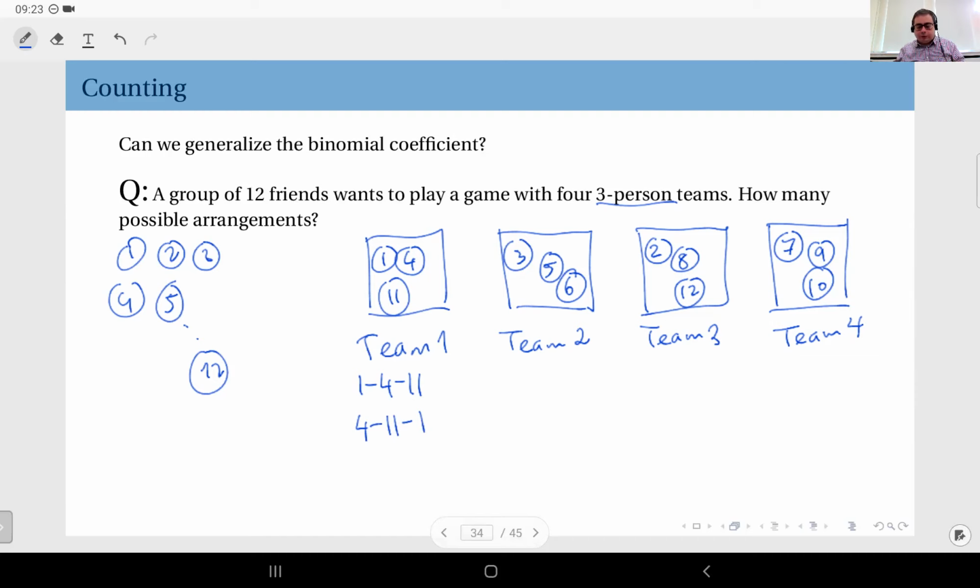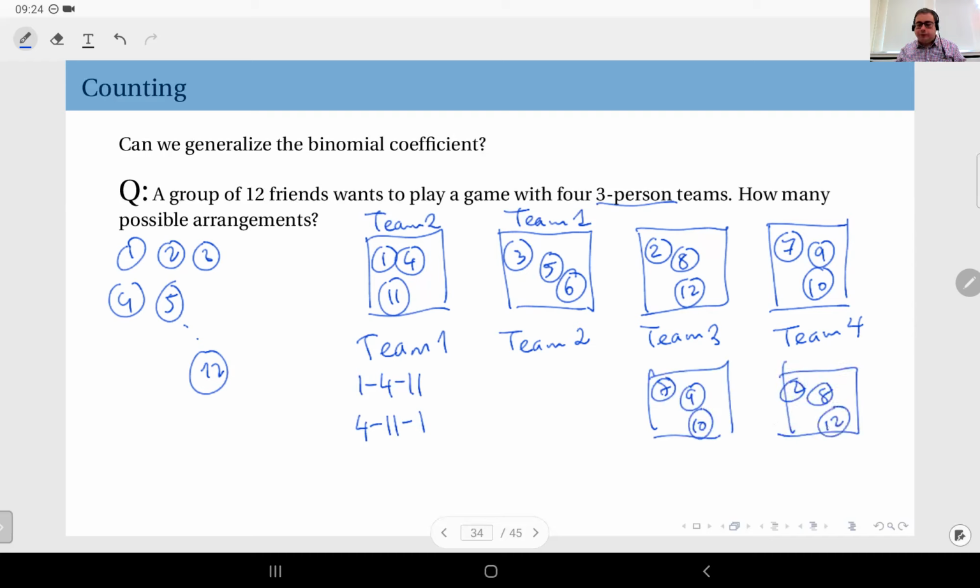And not only that, but also I can assign this to be team number 2 and team number 1. That's also not important. So this could have been, instead of this, 7, 9, 10, and this could have been 2, 8, and 12. So the naming of the teams is also not important. What is important here is the distribution of the groups.